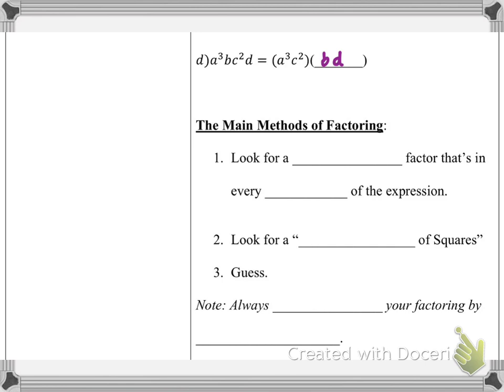Okay. Now, when we think about factoring, there are three main methods. One is you look for a common factor that's in every term of the expression. Two, you look for a difference of squares. And then, believe it or not, guessing, that's a mathematical strategy.